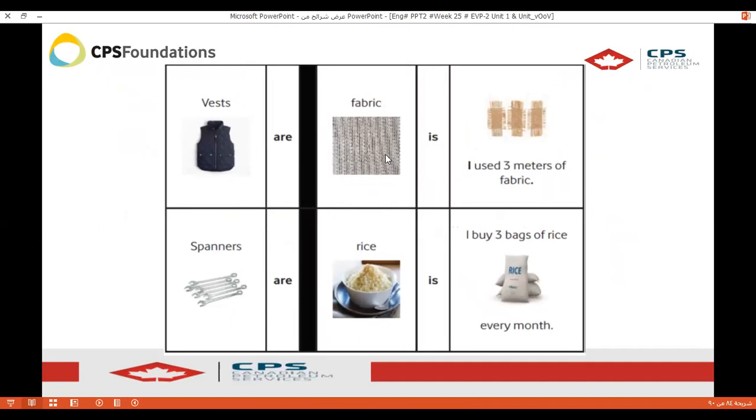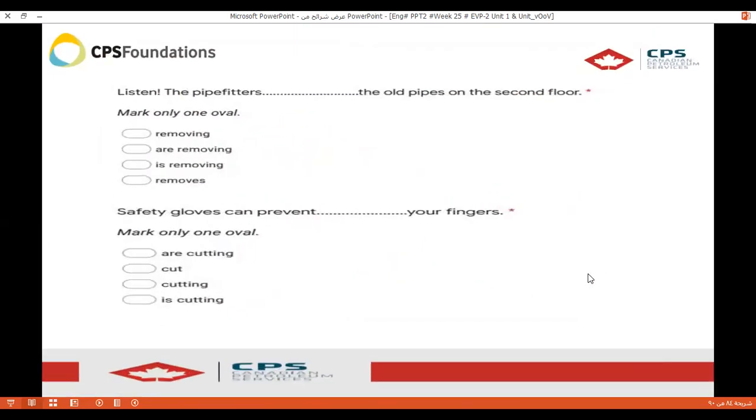Fabric is uncountable. But if you wanted to count fabric, you say, I use 3 meters of fabric. Rice is uncountable. I buy 3 bags of rice every month. So the word bags is countable, the word meters is countable, not uncountable. But the word fabric is uncountable, and the word rice is uncountable.